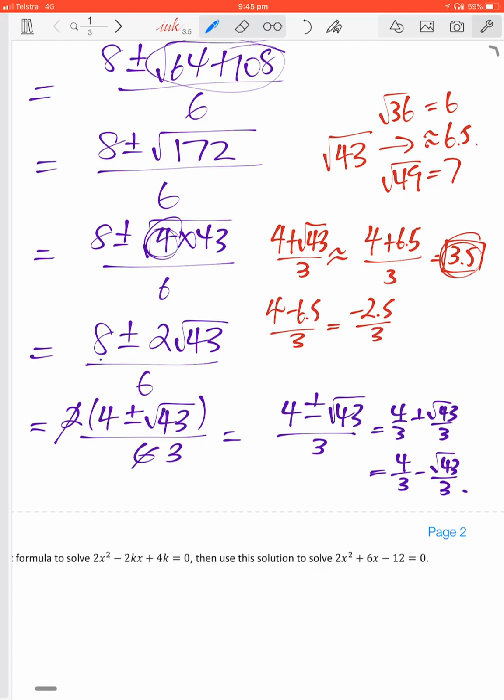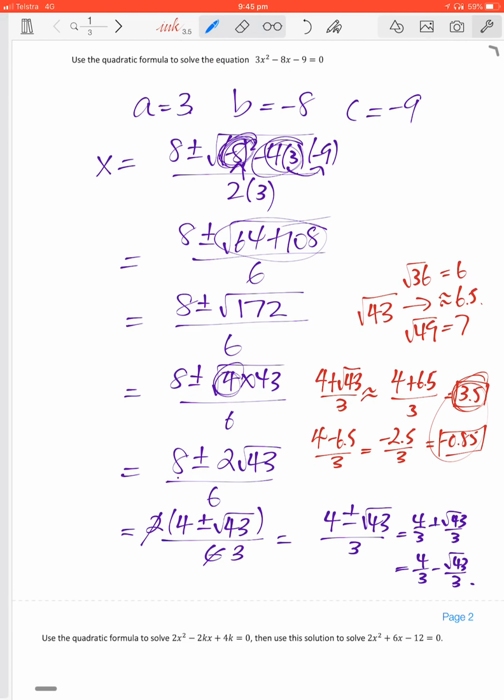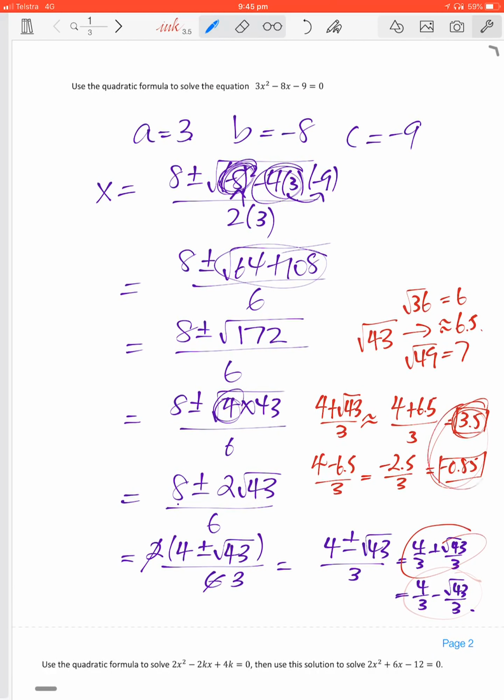Now 3's into 2.5, or 3's into 24 goes 8 times. So we could say 0.8, but I reckon it's just a bit bigger than 0.8. So let's say negative 0.85. So they're my two solutions as decimals, approximately. The only reason you would do it approximately is if you don't have a calculator. If you're going to graph them, you'd put the exact values on, but this is how you would work out where they would be on the graph.